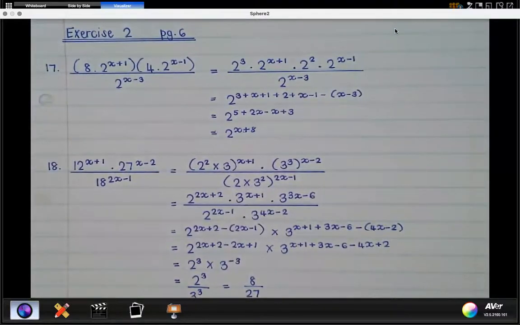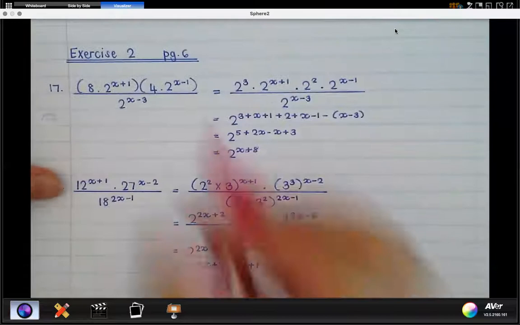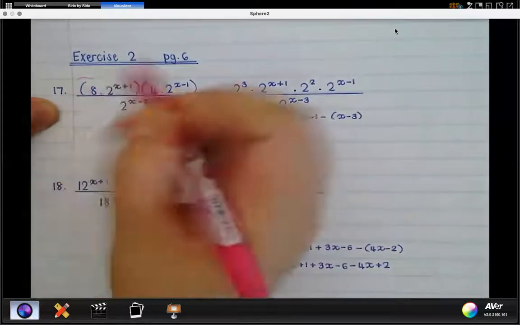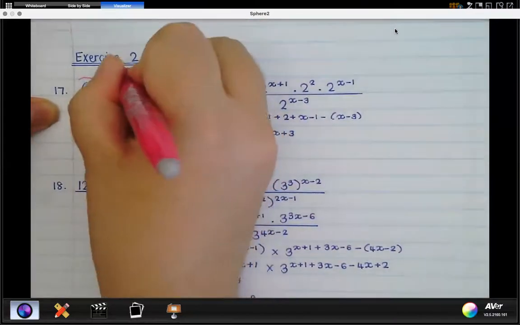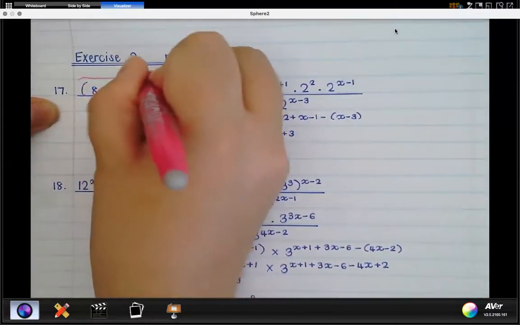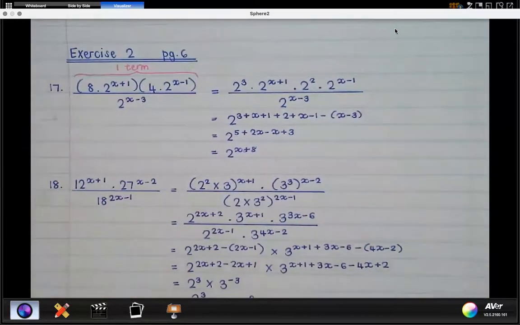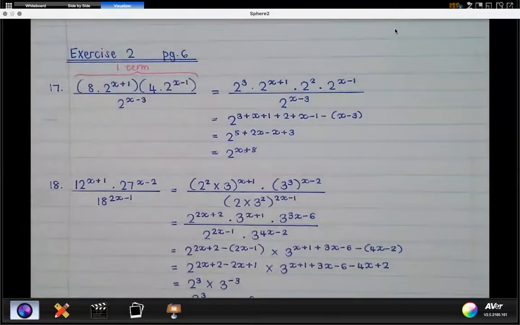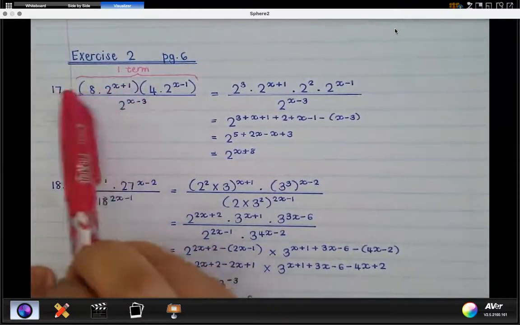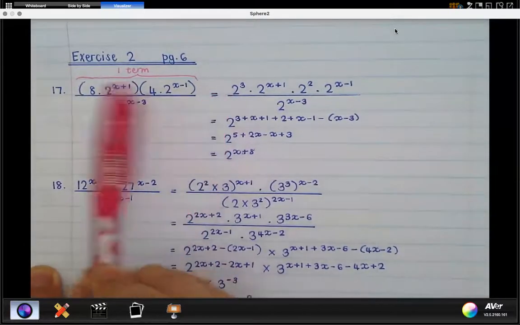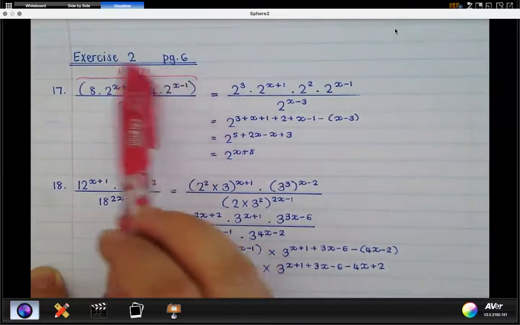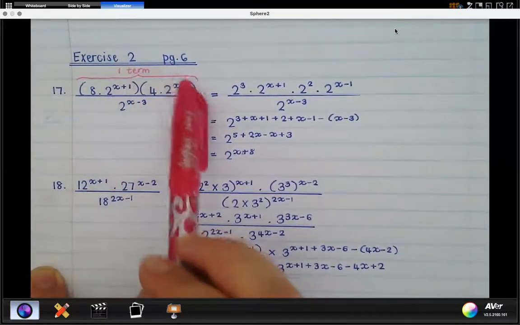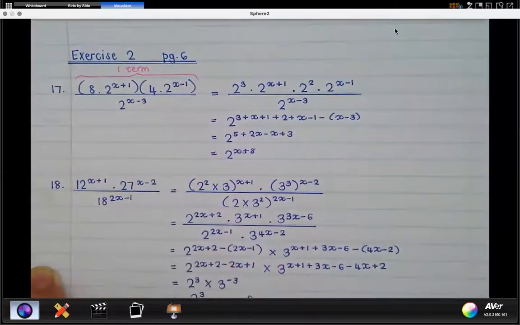So you can add that in if you want to, right? Because that is going to become relevant when we are doing today's work. Here we go. So this is all one term. So what I'm actually doing is I'm just multiplying all four of those powers together. So 8 and a 2 to the x plus 1 and a 4 and a 2 to the x minus 1. And then that whole product, I have to divide by 2 to the x minus 3.